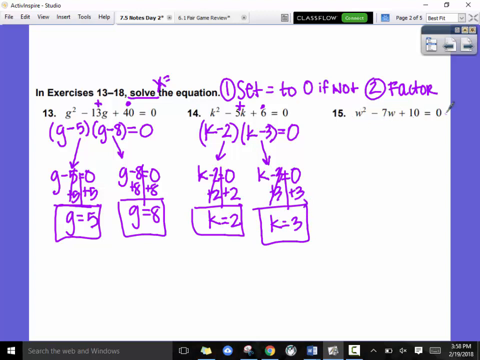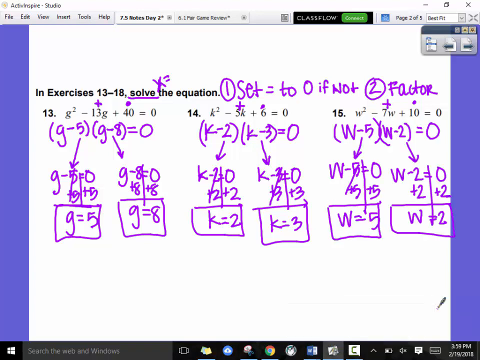Next one, it's still set equal to 0. So I'm looking for two numbers that multiply to be 10, add to be negative 7. Why don't you go ahead and try this one on your own? When you're done, push play, and then you can check your answer. Okay, so when you factor this, you should have had w minus 5 times w minus 2 equals 0. And so your solutions would be 5 and 2.